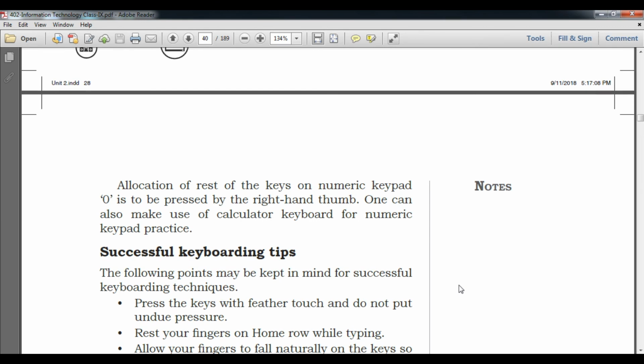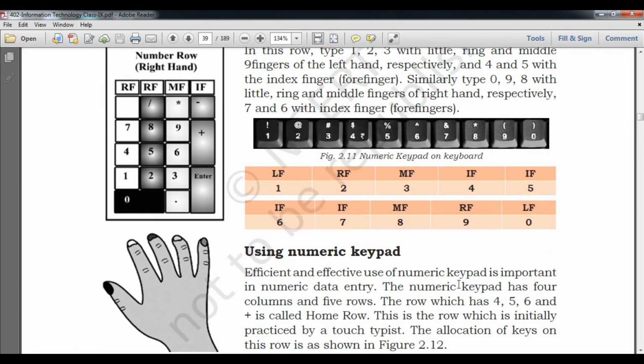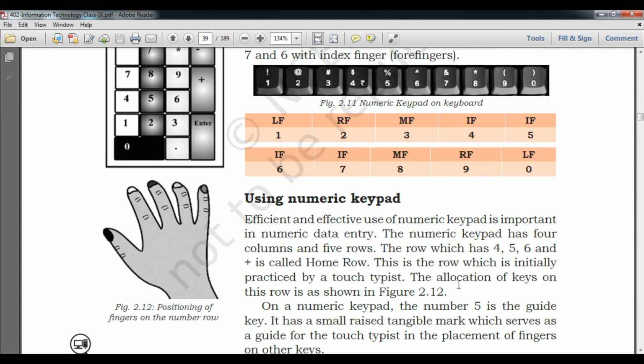So here the guide key is number 5, as I explained on the keyboard that F and J are guide keys. Same here, on the numeric keypad, 5 is the guide key.